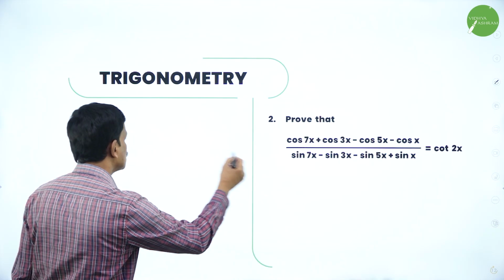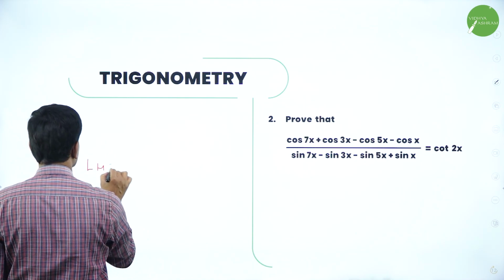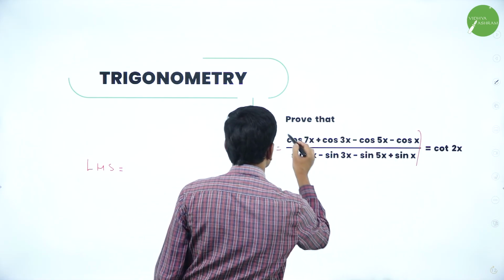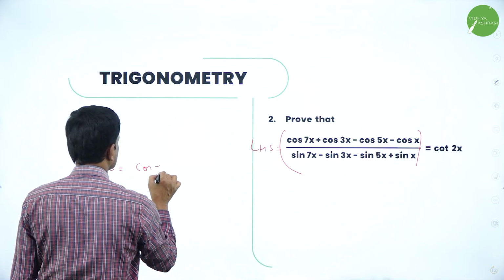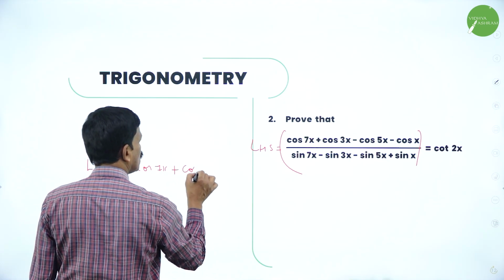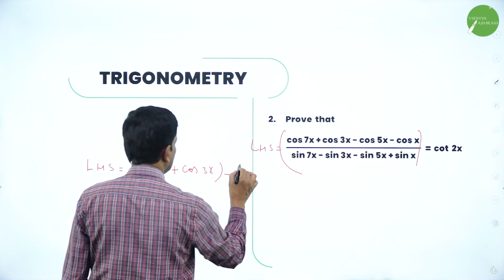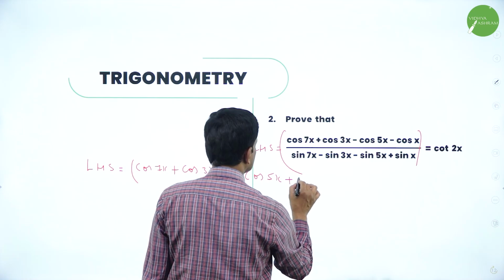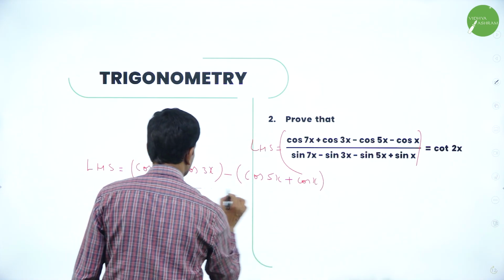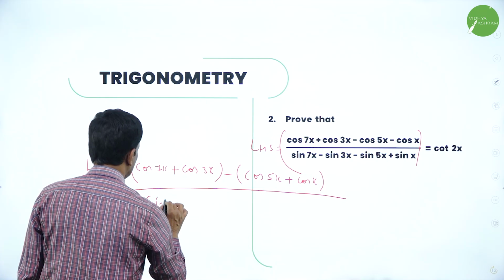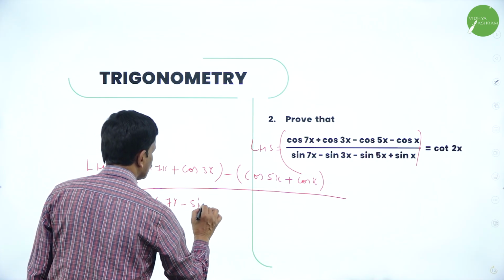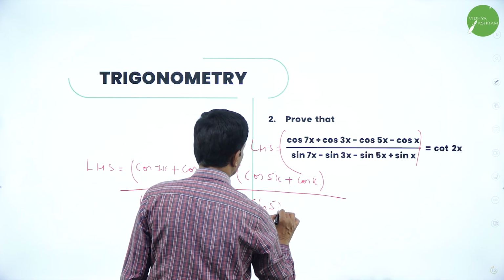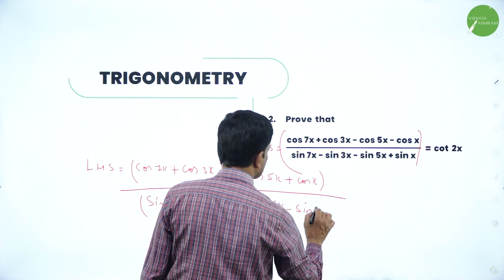Now let us take LHS. What is LHS? This is LHS. Now group this. Cos 7x plus cos 3x is one group, minus, you can take minus common factor, then this becomes cos 5x plus cos x, whole divided by the denominator sin of 7x minus sin 3x as it is, and you can take minus out, then this becomes sin 5x minus sin x.